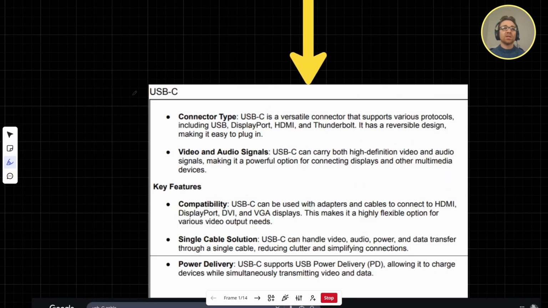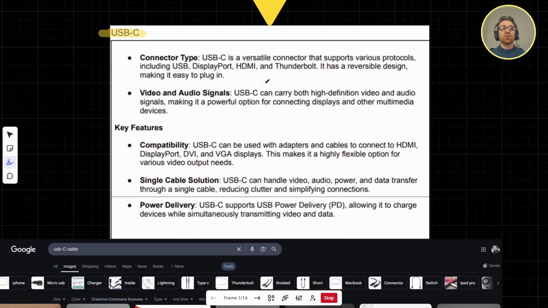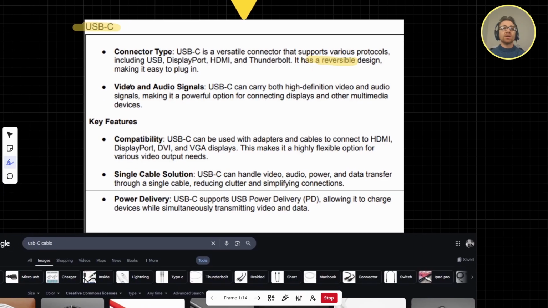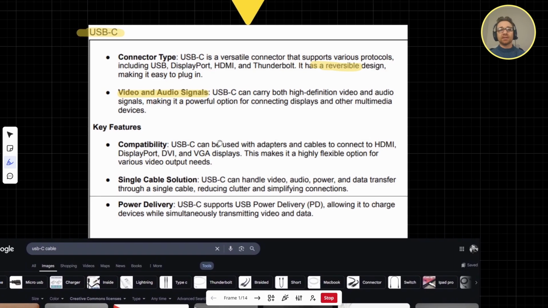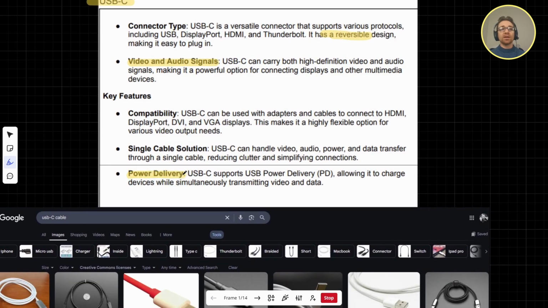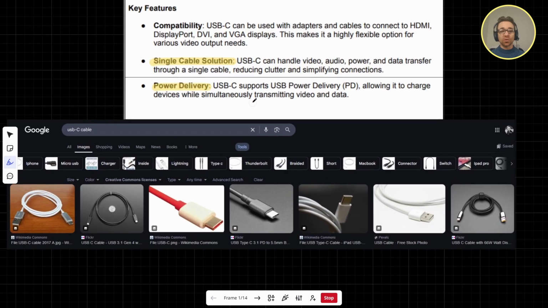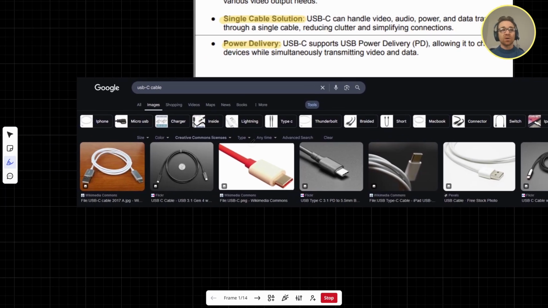Next one is USB-C. Guys, we know all about USB-C. I honestly shouldn't need to tell you too much about this by now. We know it can be connected reversibly. There's no right or wrong way to put it in. We know it does video and audio signals. We know that it is also capable of doing power delivery, and it can be considered a single cable solution because it does video, audio, power, data transfer, everything you needed to do. USB-C can do it. It's pretty much the big bad boss out here.